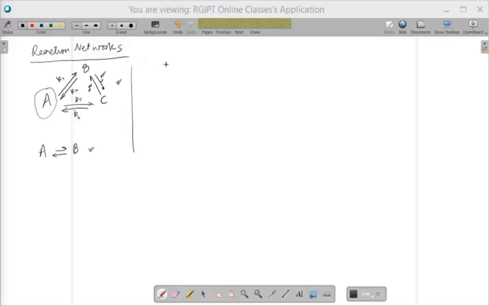Let's say now if you write this, what is going to happen? Del CA by del T is going to be equal to minus K1 CA plus K2 CB. Del CB by del T, I hope you all are familiar with how to write this, right? Minus K3 CB plus K4 CC. Please correct me if I'm making a mistake. Del CC by del T would be equal to minus K6 CC plus K5 CA.